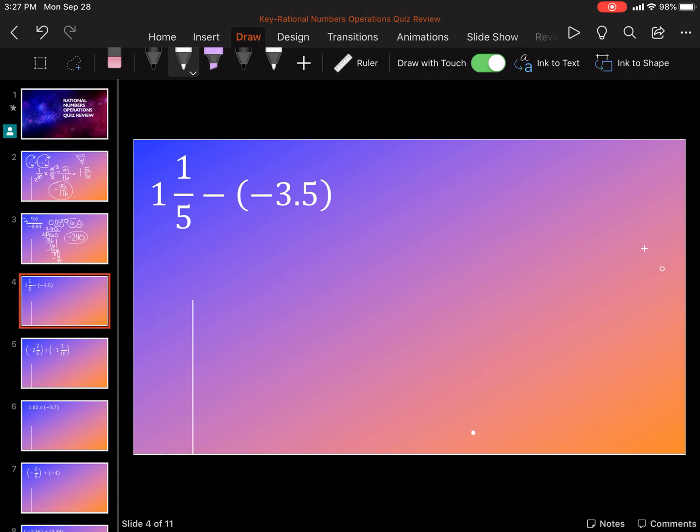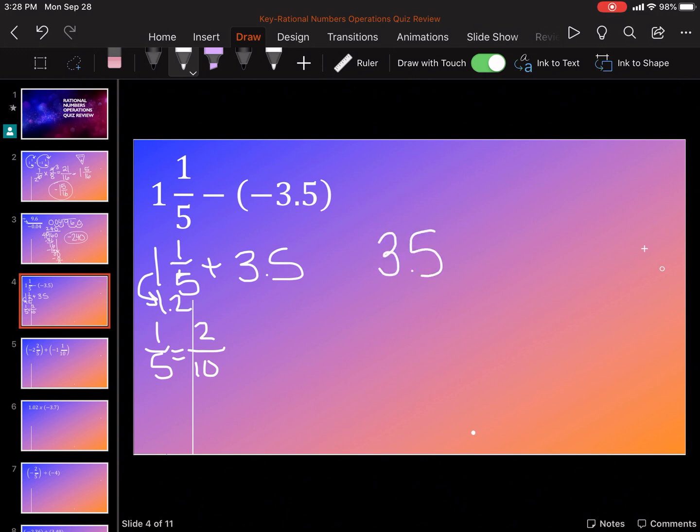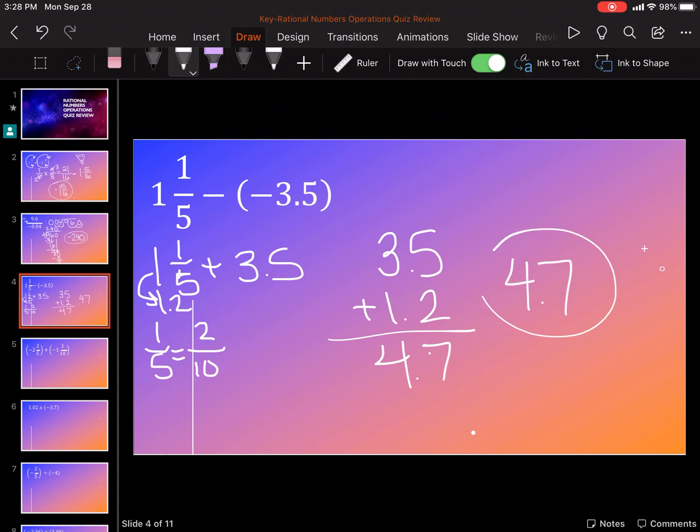Okay. So I'm going to go ahead and do keep, change. So I have 1 1/5 plus 3.5. Easy to change it to be negative decimals. So 1/5 becomes 2/10, which is 1.2. Okay. So now we are going to add them. So 3.5 plus 1.2 is 4.7. Okay.